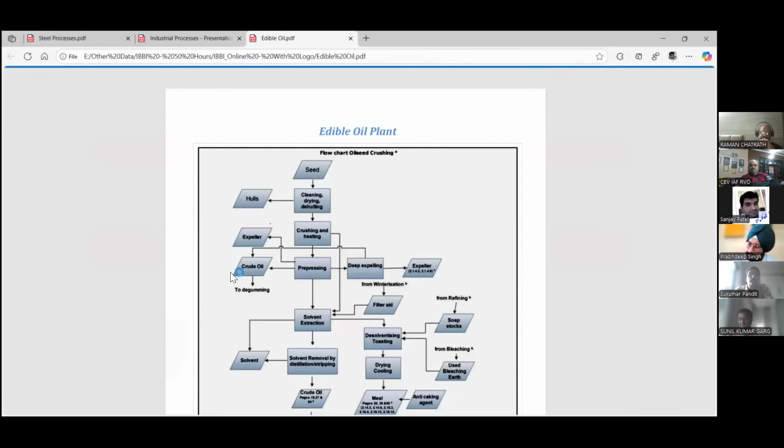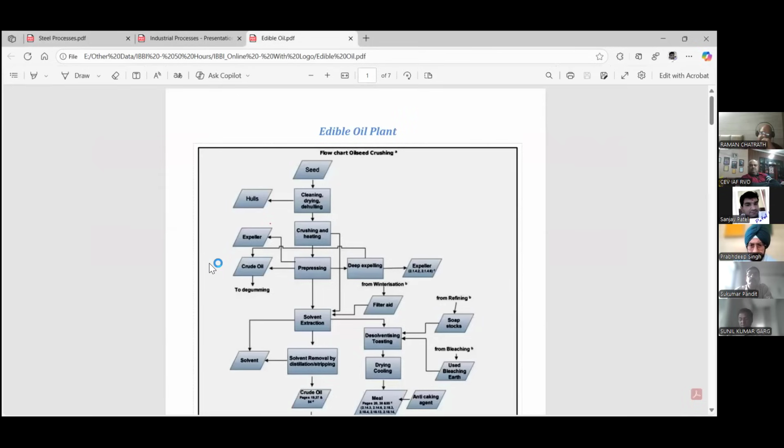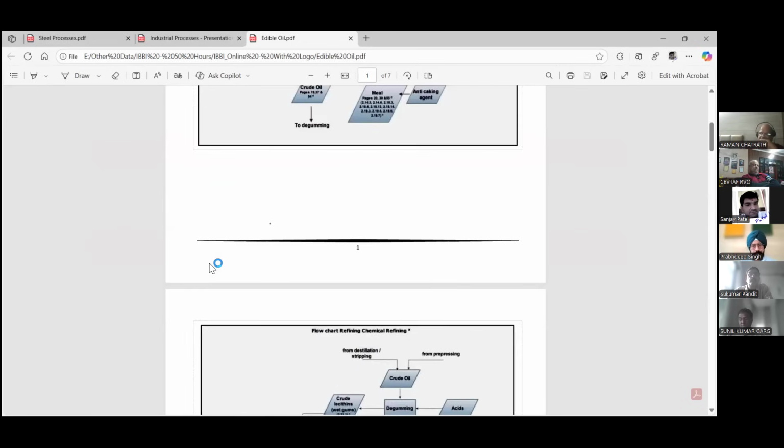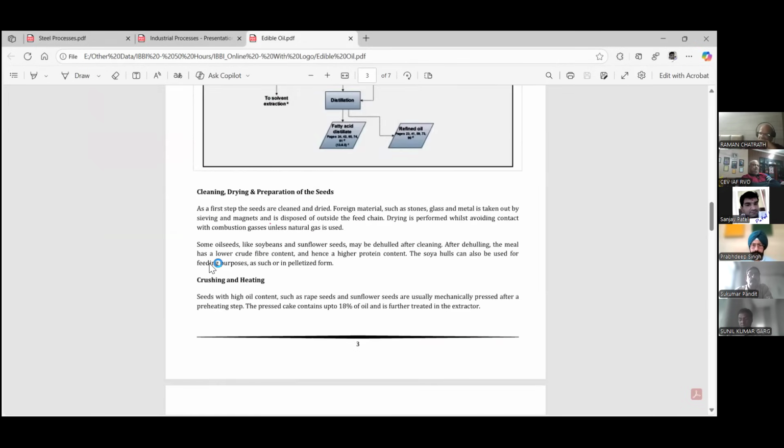The next we are discussing is edible oil. Visible on your screen, the edible oil plant. Some graphs are visible. Not half, not a full page. Yes, sir, visible. Okay, third page.